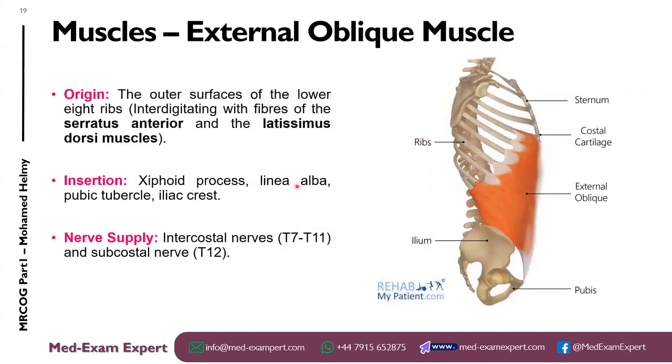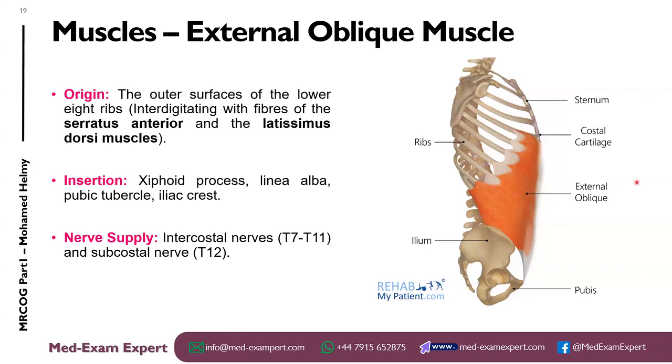The first muscle we have is the external oblique muscle. This muscle originates from the outer surface of the lower eight ribs, interdigitating or overlapping with fibers from other muscles, called the serratus anterior and latissimus dorsi muscles, okay?